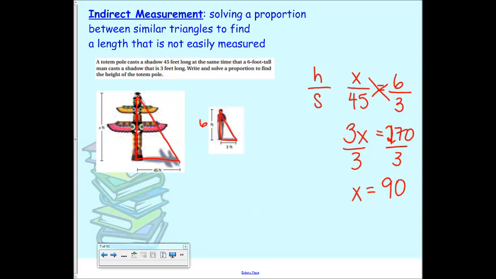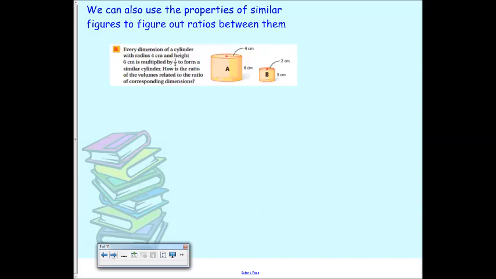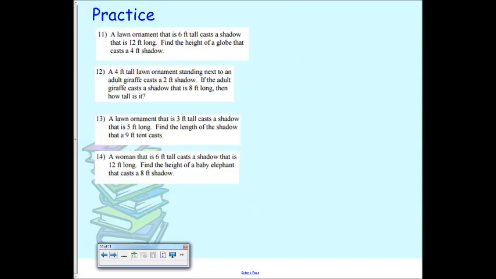So in this case, let's do one together. Okay, so I'm going to do number 11 together, and then you guys are going to do 12, 13, and 14 at your boards. You'll notice 11, 12, 13, and 14 do not give you a picture.